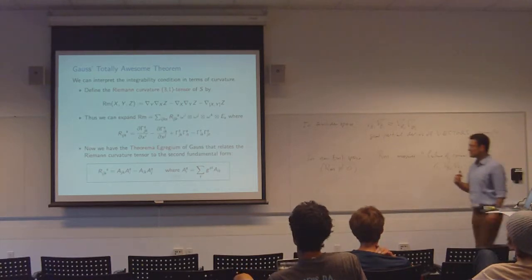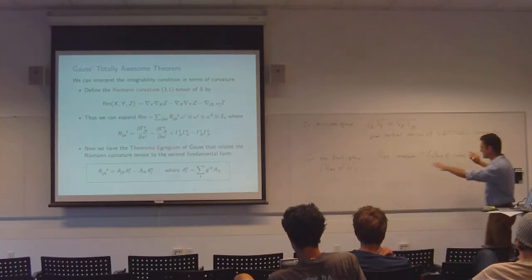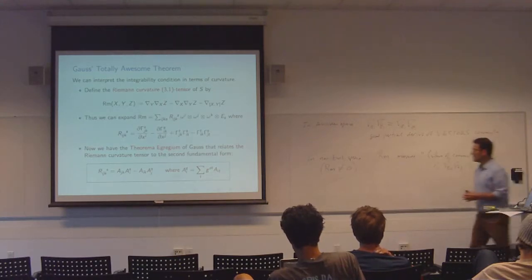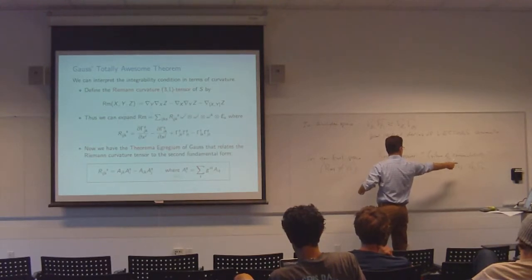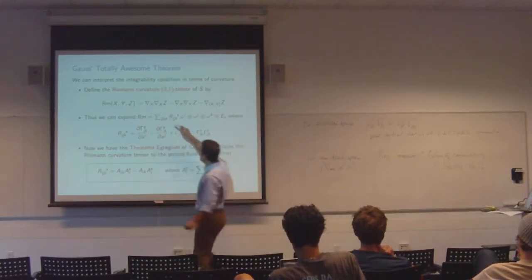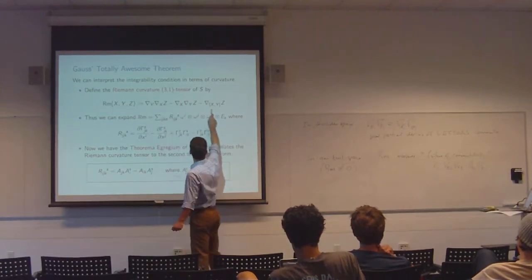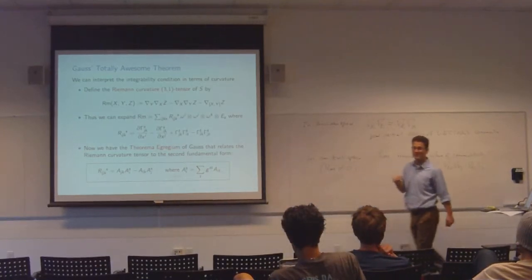A third interpretation is down here, more geometric, but we'll get to that in a second. This is another interpretation for why the thing looks the way it does. Notice that, look here, EI, EJ minus EJ, EI. That's what you get when you plug in EI and EJ into this formula. Because remember, the Lie bracket of coordinate vectors is 0.